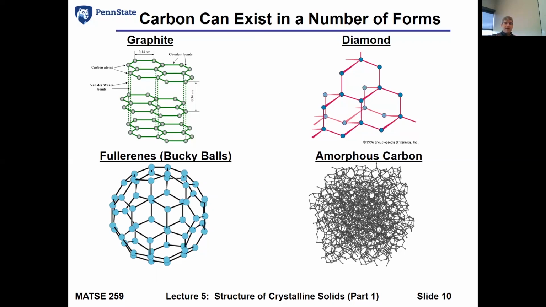Now, fullerenes are buckyballs. If we get even more complex in the arrangement of our carbon atoms, these buckyballs or these fullerenes, they have some unique properties, but they really came about. They were discovered in the late 80s, early 90s, and it earned a scientist at Rice University the Nobel Prize one year for his discovery of these. And they were discovered almost completely by accident.